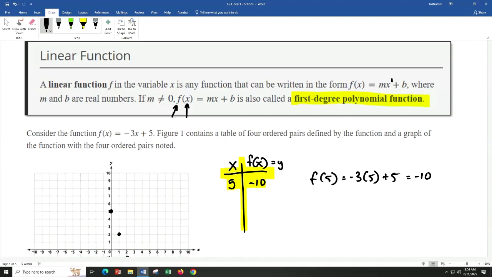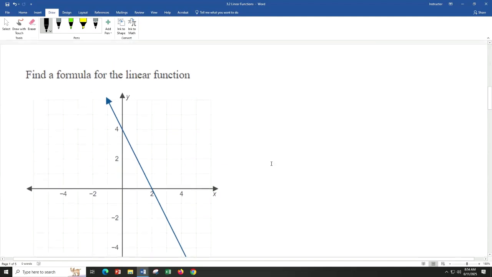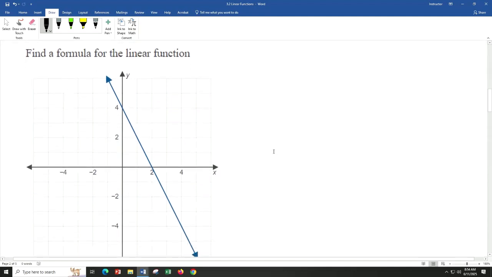Good so far. I mean, with lines, we've kind of done this before. This one right here: find the formula for the linear function. You can do this a lot of different ways. You have all the knowledge now. One way, you can say, do you see a y-intercept? Okay. Well, my y-intercept is what? 0, 4. Don't forget, the y-intercept is always a coordinate point.